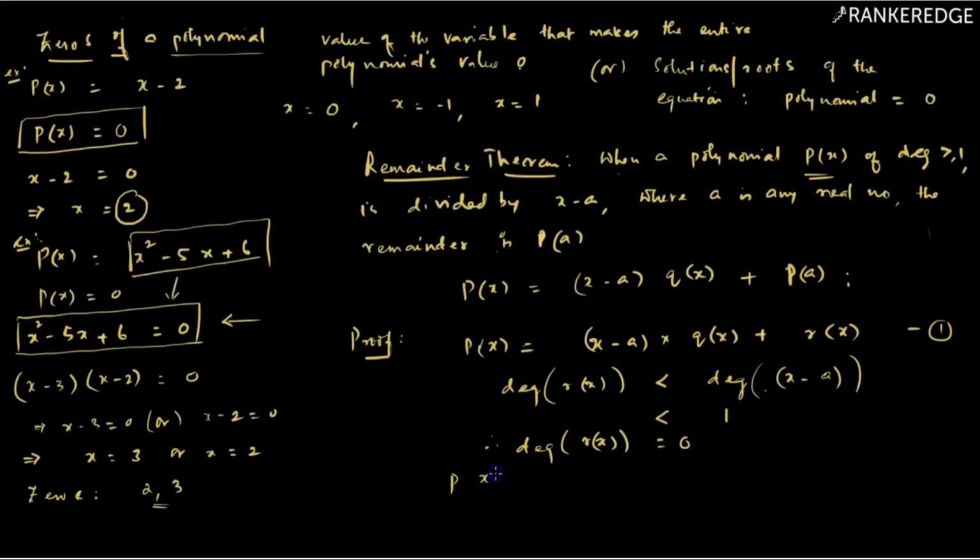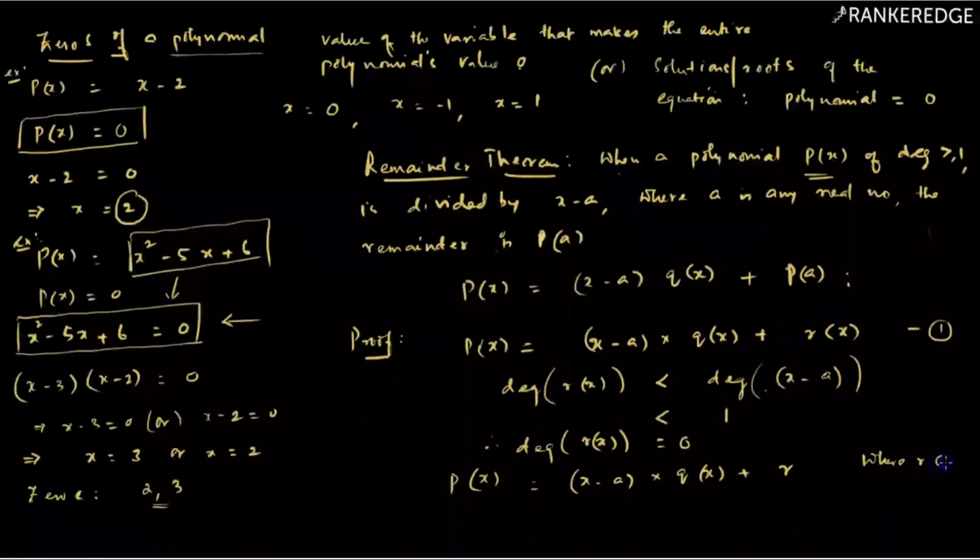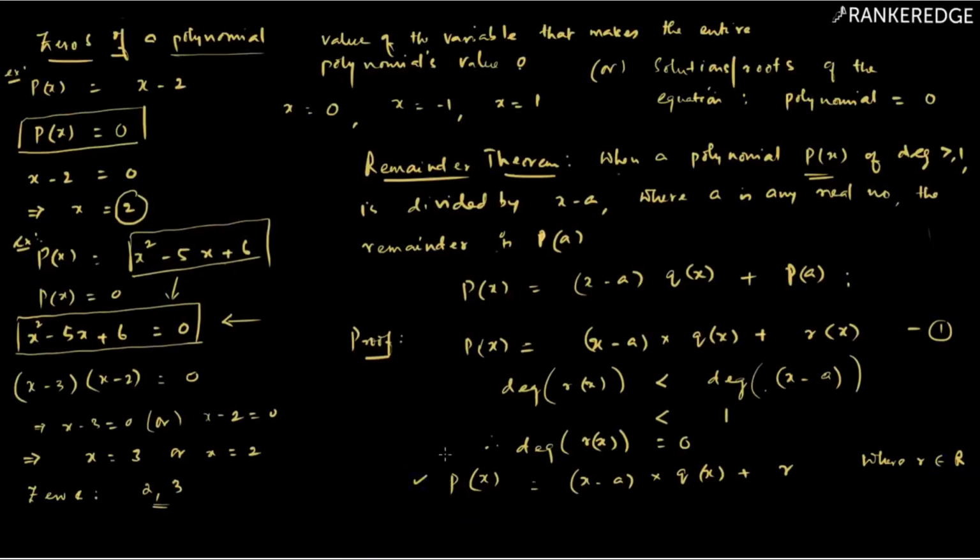Therefore, I can write equation 1 as p of x is equal to x minus a into q of x plus, let's denote that by r instead of r of x, because I now know that it's just a number where r is some real number. Now I can find the value of p of x for any value of x. Let's say I'll find the value of this polynomial when x is equal to a. Let's say I substitute x as a. What do I get here?